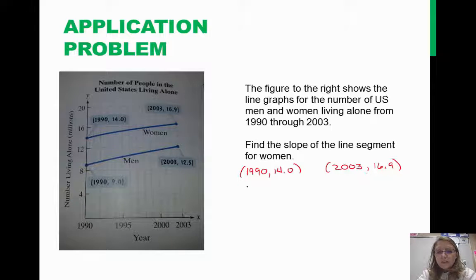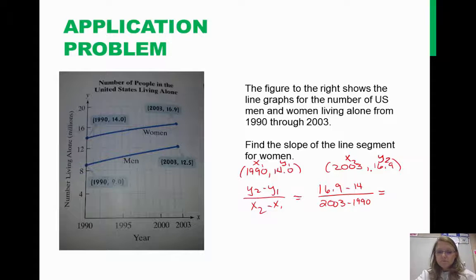Because I have 2 points, I can do y2 minus y1 over x2 minus x1 for my slope. I can say this is x1, y1 and this is my x2, y2. So it'll be 16.9 minus 14 over 2003 minus 1990. So I have 2.9 over 13. If I divide that out, 2.9 divided by 13 is 0.223.